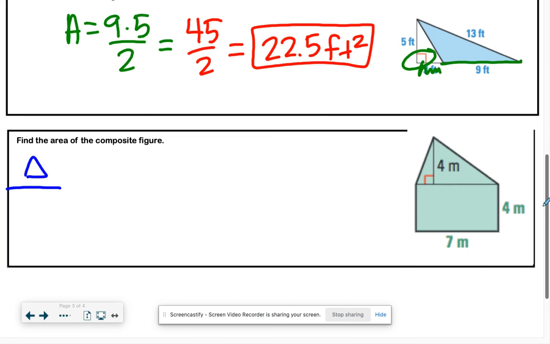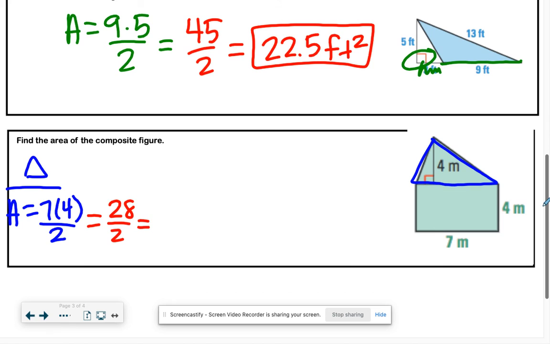So the area of the triangle, here it is. What's the base length of that triangle? 7. 7, and our height is? 4. Bingo. So 7 times 4 over 2. What's 7 times 4? 28. Divided by 2 is 14. Yeah, that's it.